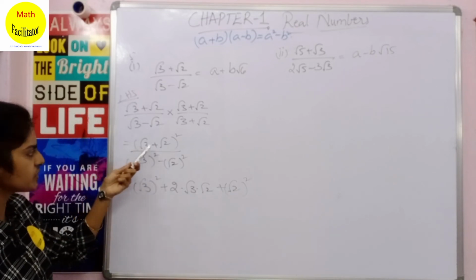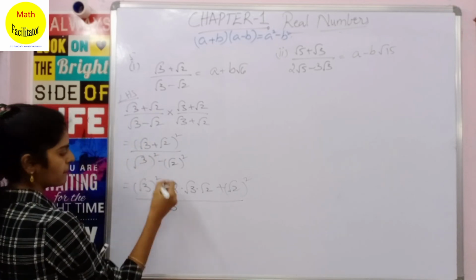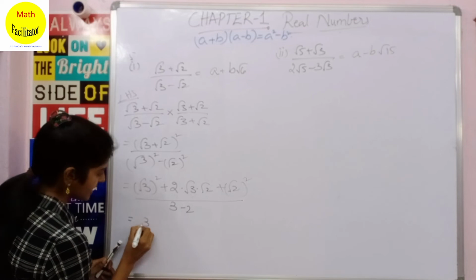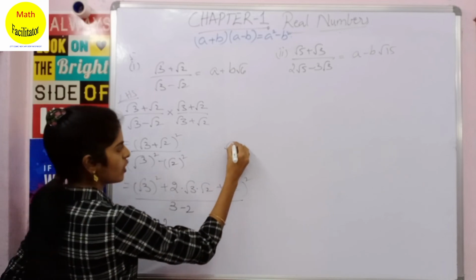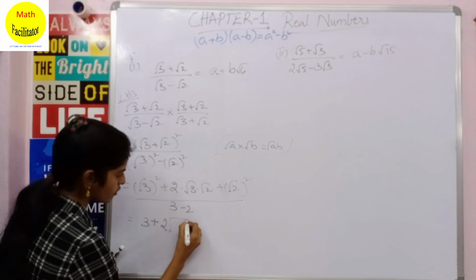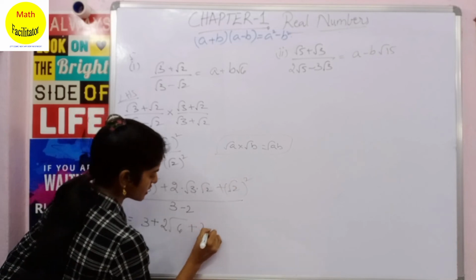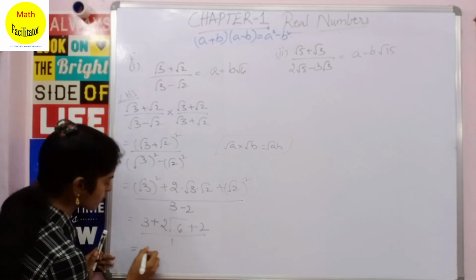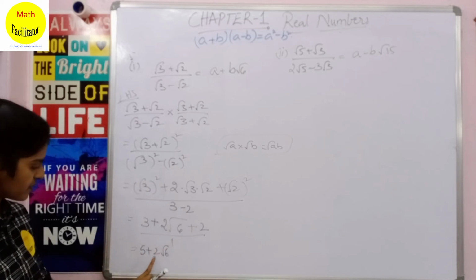Here a is root 3 and b is root 2, divided by, here root 3 whole square is 3 minus root 2 whole square is what? 2. So root 3 whole square is 3 plus you have 2 into root 3 into root 2. Root a into root b is what? Root ab. So using this it is root 3 into 2 is 6, plus root 2 whole square is 2, divided by 3 minus 2 is 1. This is 3 plus 2 is 5 plus 2 root 6, divided by 1. So it is 5 plus 2 root 6.